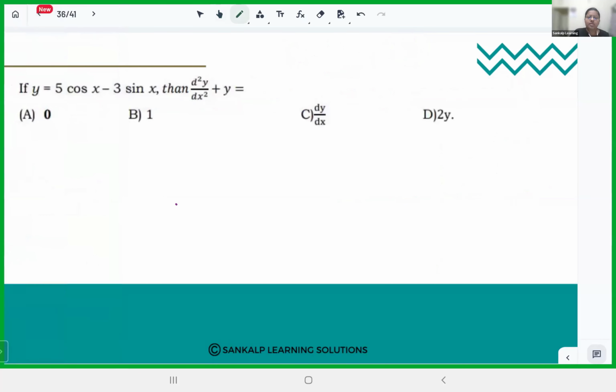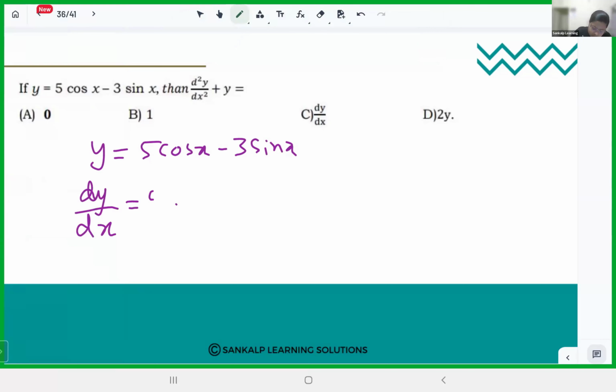Now, moving on to the next question. So y is equal to 5 cos x minus 3 sin x, then d square y by dx square plus y. So y equals 5 cos x minus 3 sin x, right? So what is dy by dx? Dy by dx is equal to 5 into the derivative of cos x, which is minus sin x, right? So minus 5 sin x minus 3 into the derivative of sin x, which is cos x. So this will become minus 3 cos x.